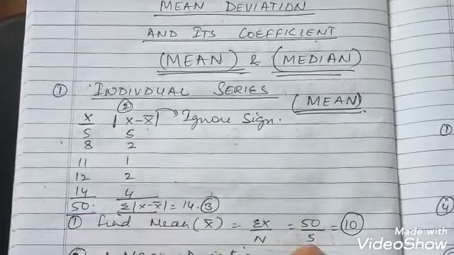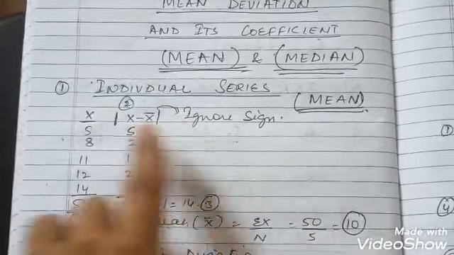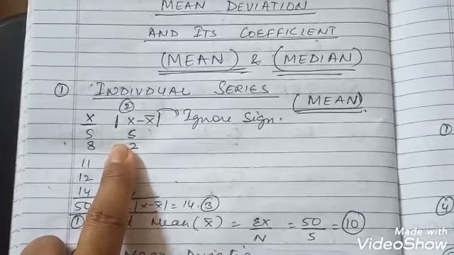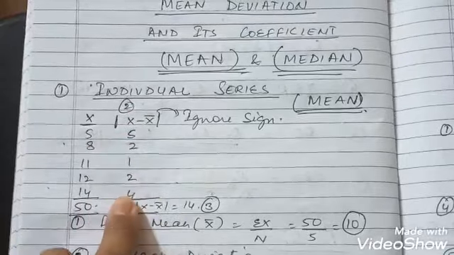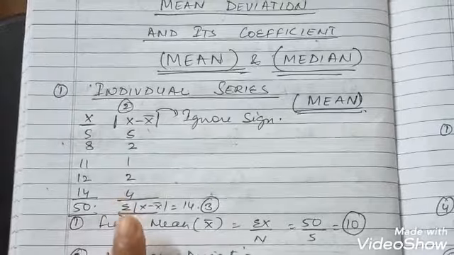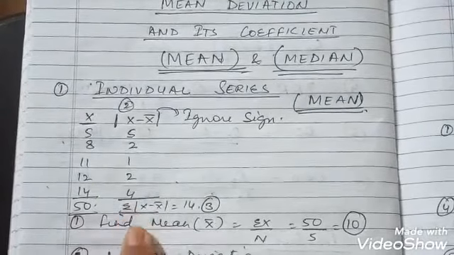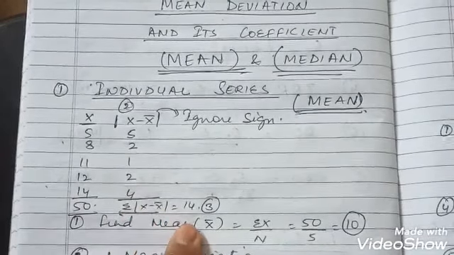So if you look here, my mean is 10, my x is 5. So it is 5 minus 10. It should be minus 5. But I have taken it as only 5. Then 2, 1, 2, 4. We have totally ignored the sign irrespective of what it is. The third step will be the summation of the deviations. That is the total of x minus x bar, which is nothing but 14.